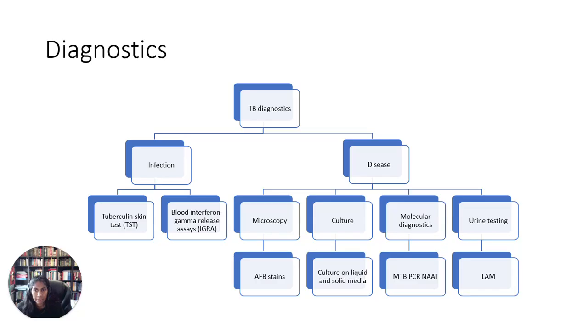So first, when we think about TB diagnostics, it's important to understand what we're trying to diagnose. We have different diagnostics if we're trying to diagnose TB infection versus TB disease. For latent TB infection, we use the tuberculin skin test or the interferon gamma release assays from the blood, otherwise abbreviated as IGRAs. If we're trying to diagnose active TB disease, we use microscopy with AFB stains, culture on liquid and solid media, molecular diagnostics like the NAT, and urine testing, otherwise known as the LAM.